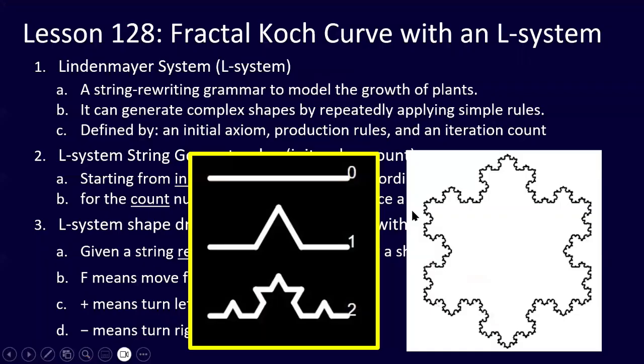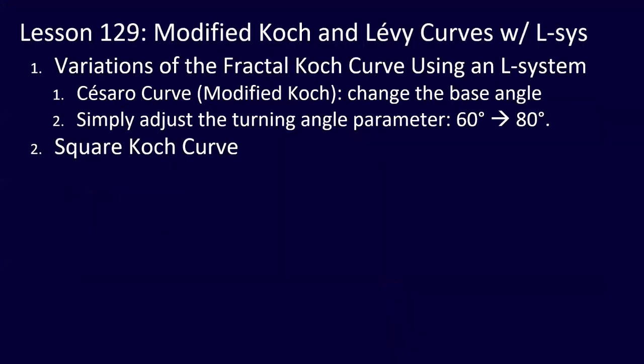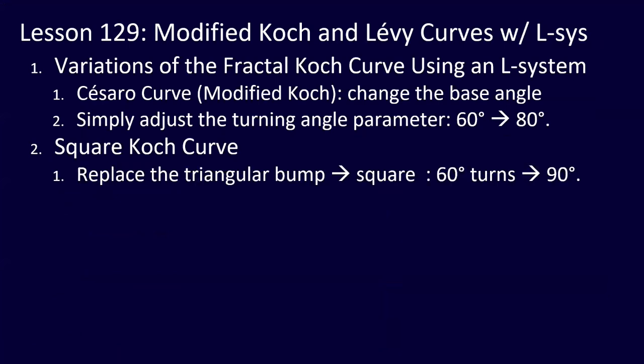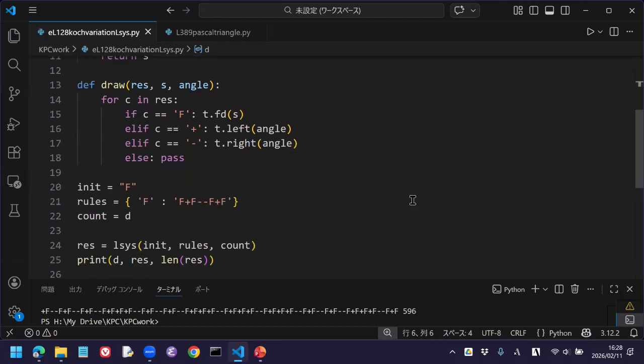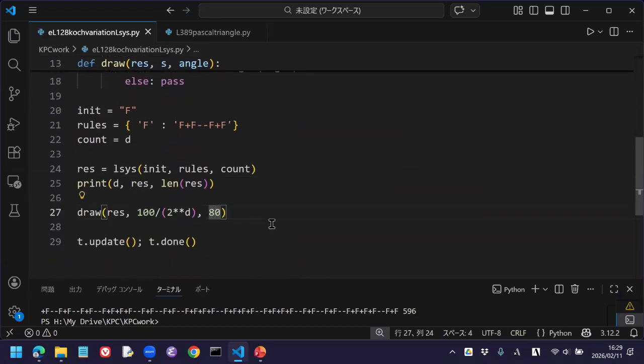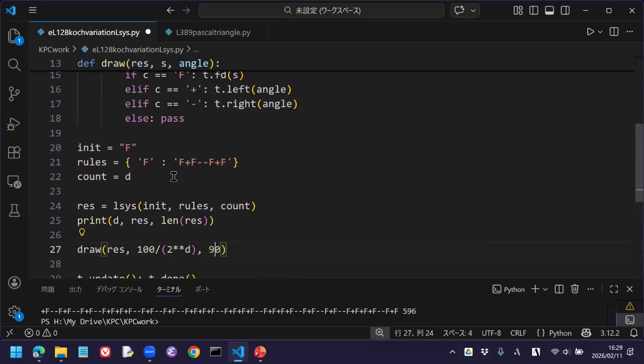Okay, what's next? Next is the square Koch curve. Instead of a triangle, we can draw the square case. That's also possible. As you know, this is something like this. If I draw this, it is something like this instead of a triangle. So let's try that. Here we change the angle to 90, and then we should change the rule.